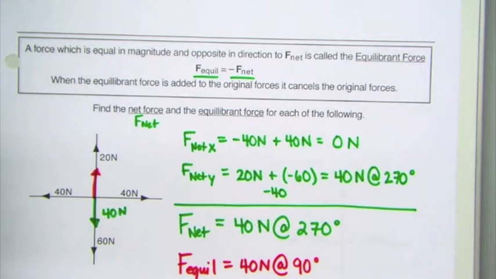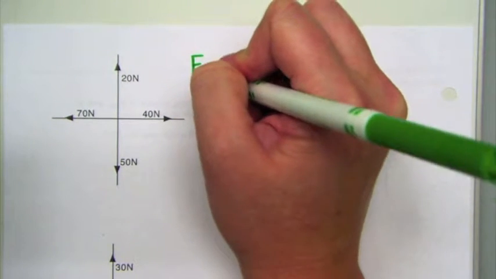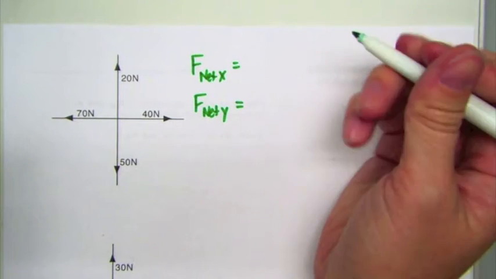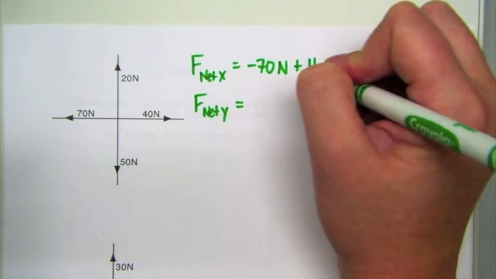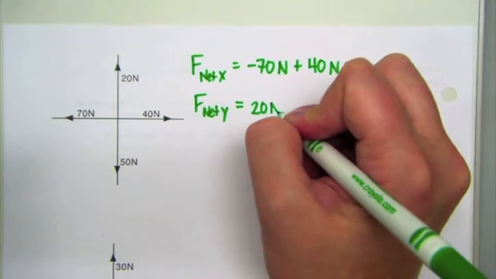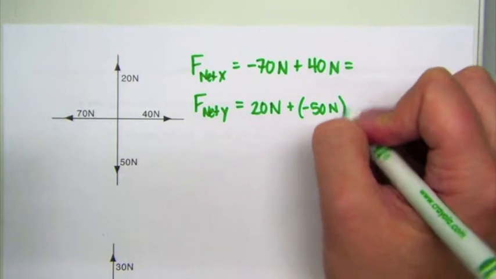What happens when the x direction doesn't cancel out? What if it actually has a magnitude and direction other than 0? Great question. I knew you would ask. So let's do the same thing. Find the F net x and the F net y. Okay, I have a negative 70 and a positive 40 in the x direction, and a positive 20 and a negative 50 in the y direction.